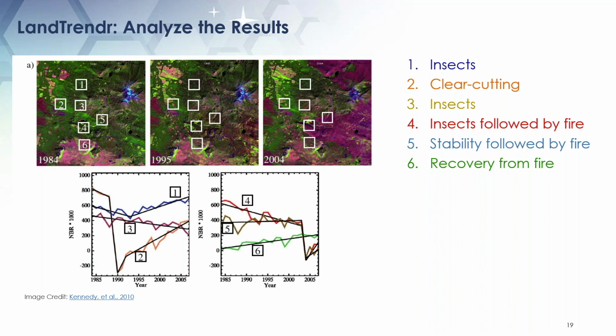So this example represents various types of change that you can observe. For example, pixel 1 is a region that shows slow-moving disturbance caused by insect infestation. There appears to be a gradual decline from about 1984 to 1994, then moderate recovery. Pixel 5, by contrast, shows a stable forest that had a wildfire event around 2007 with that sharp decline. So by examining both the short and long-term changes, we can see multiple types of changes in a dynamic ecosystem like this.